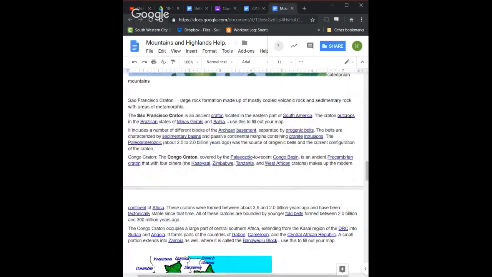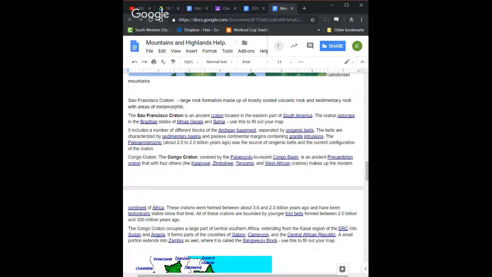Cratons are a large rock formation made up of mostly cooled volcanic rock and sedimentary rock with areas of metamorphic. So, big pile of igneous rock, basically. Okay? Of course, there are other types of rock around it. That's what a craton is. So, the São Francisco Craton is ancient. It's the eastern part of South America. You can see outcrops of it in Brazil.